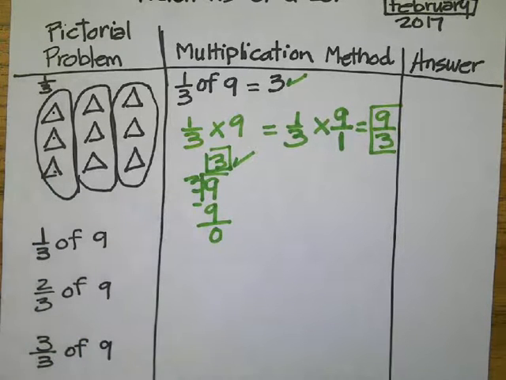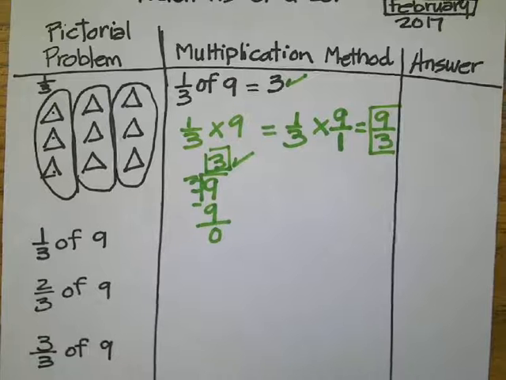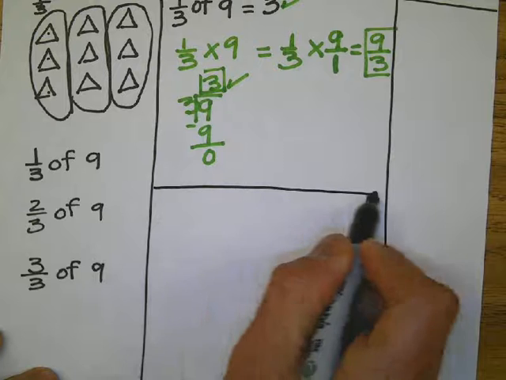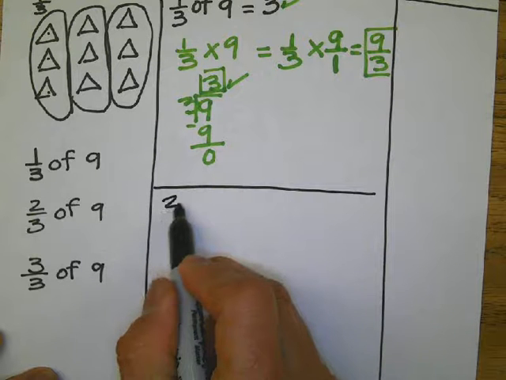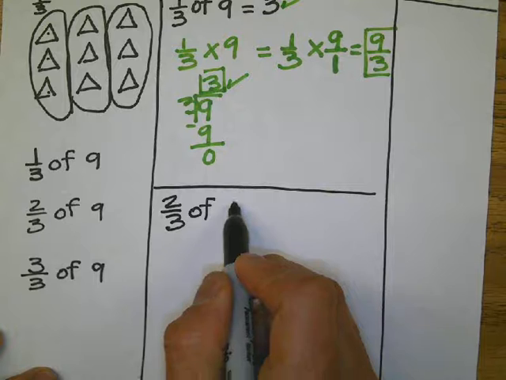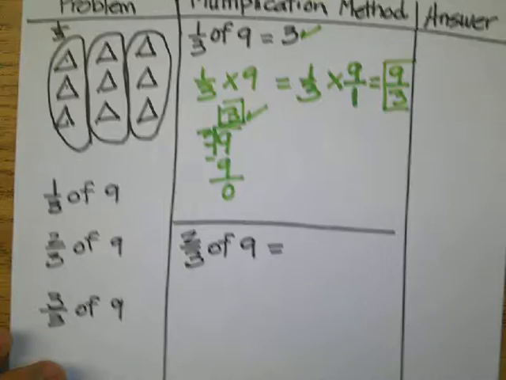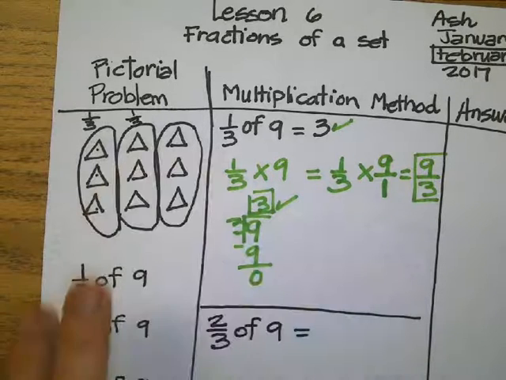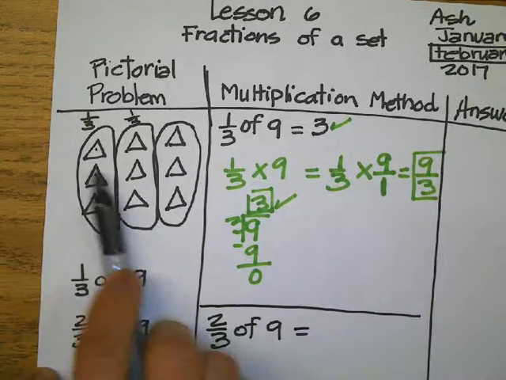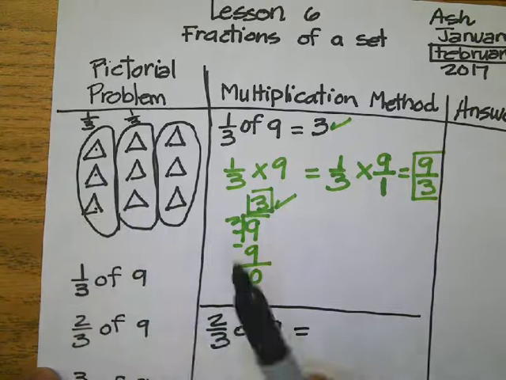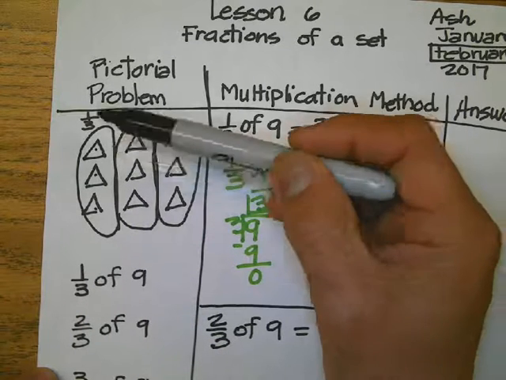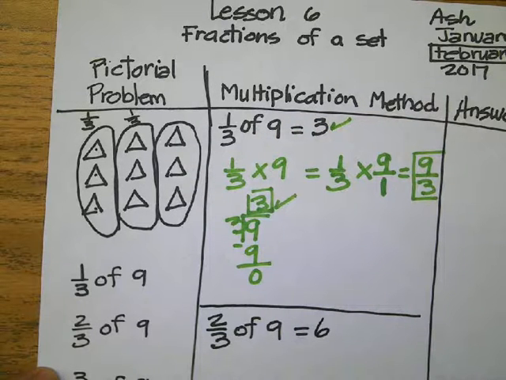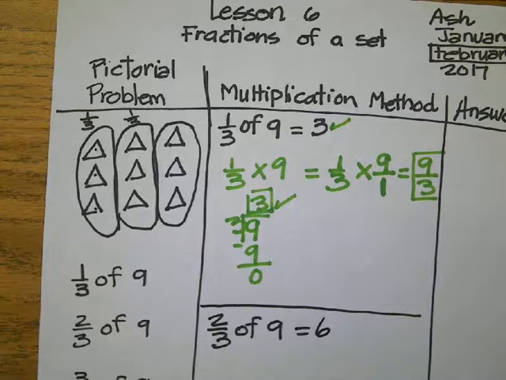Okay, my friends, let's do the next one. Let's now find 2/3 of 9. If I use the picture, I know that this is 1/3 and this is also 1/3. If I add these two together, it will be 2/3. How many triangles are there inside? 1, 2, 3, 4, 5, 6. That's the answer. Very easy, right, my friends, when you have a picture.